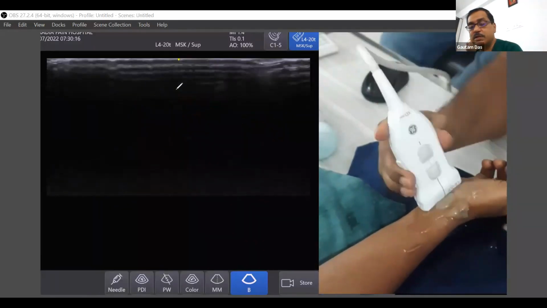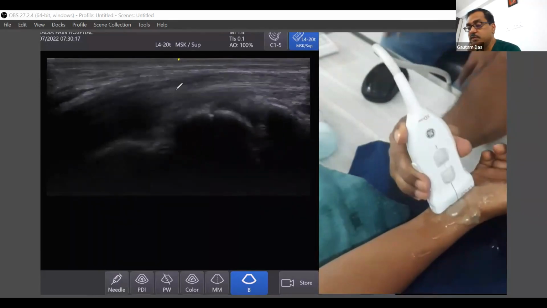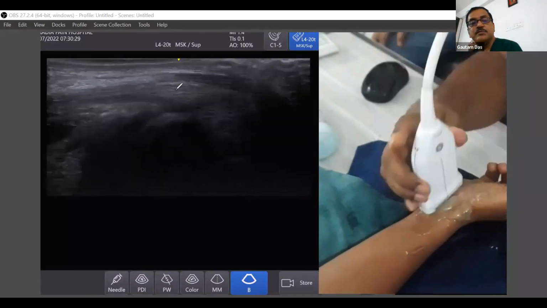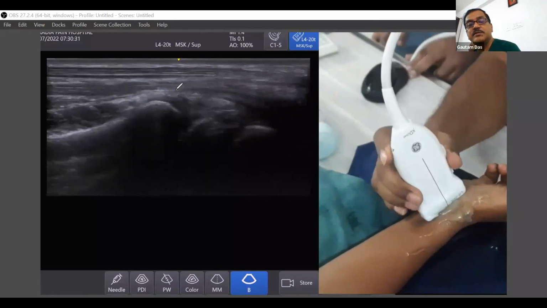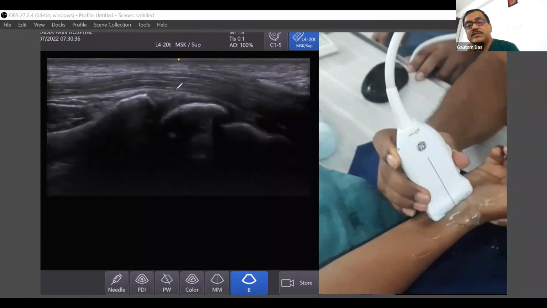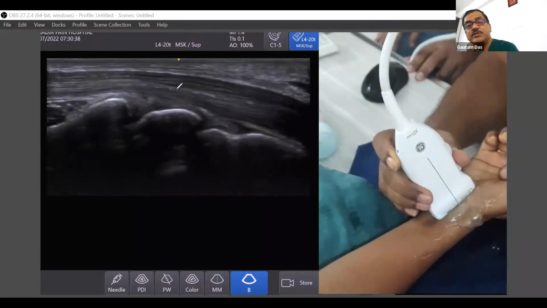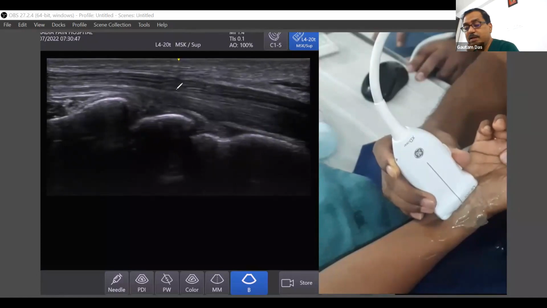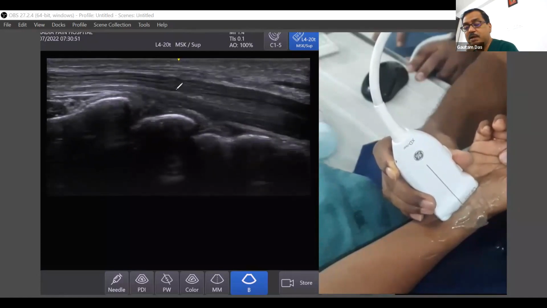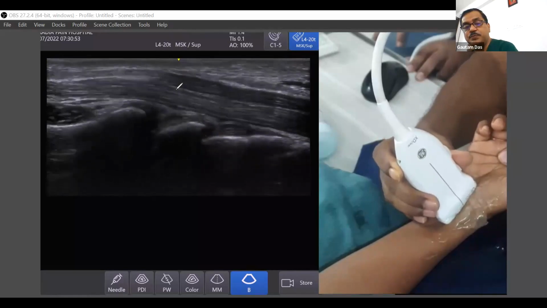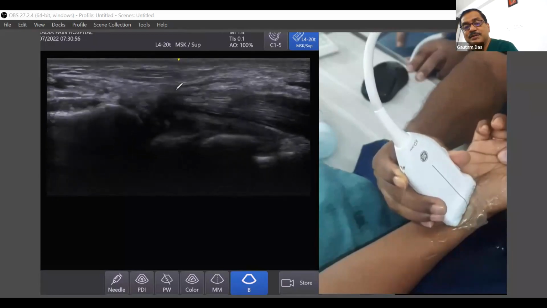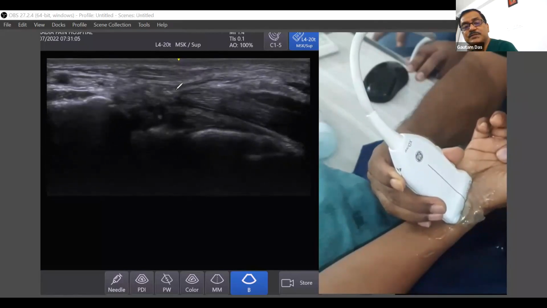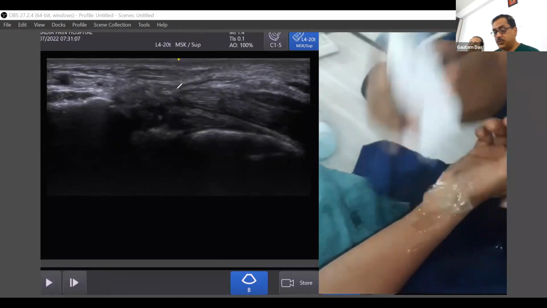So, as I was telling, I was fixing it over the lunate. So the radius, again the same picture, the radius, the lunate, and then the capitate. Capitate is better seen if I am flexing it. So now you can see much of the capitate. And now from the capitate, I'm fixing the distal part of the probe over the capitate, and I'm tilting the proximal part of the probe more towards the radial side. So now what will happen? This lunate will vanish, and now the scaphoid will come. So, this was your capitate.